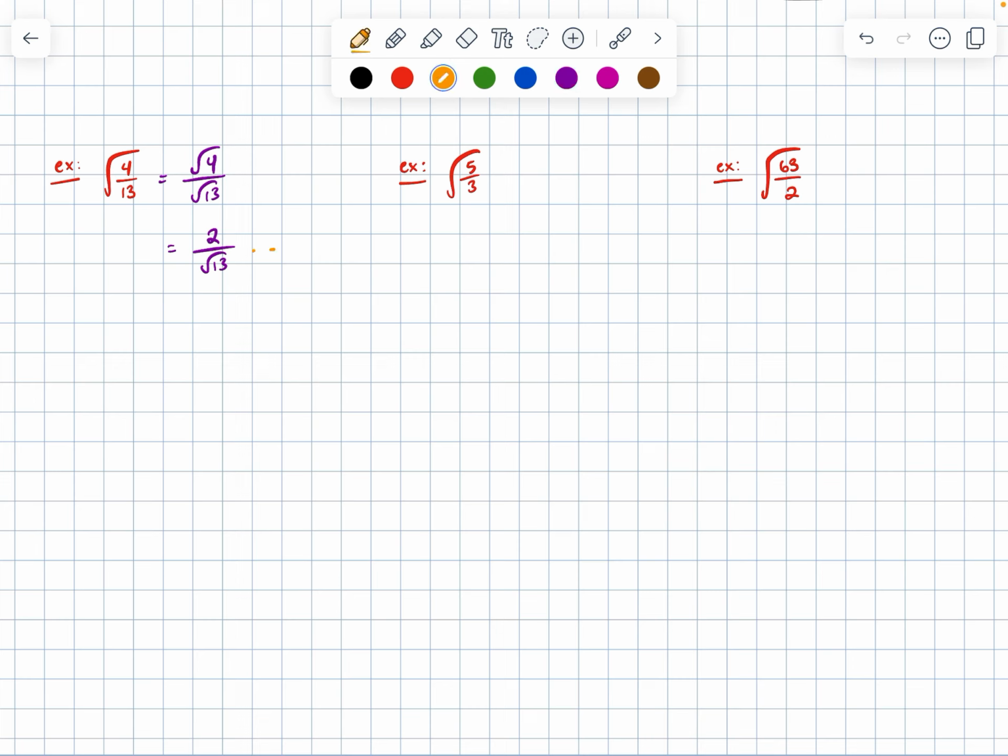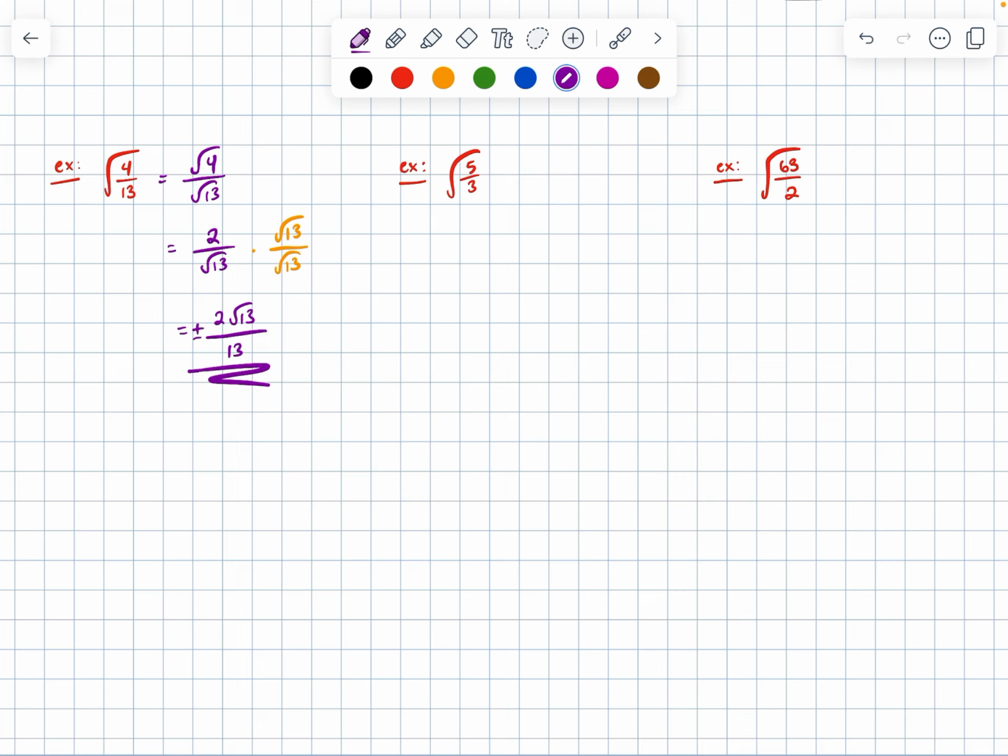But again, I cannot leave a square root in the denominator. I'm going to choose a form of 1 that eliminates the square root. Let me choose to multiply by the square root of 13 over the square root of 13. From here, in the top, I now multiply across. 2 times the square root of 13 gives me 2 root 13. The square root of 13 times the square root of 13 just gives me 13.